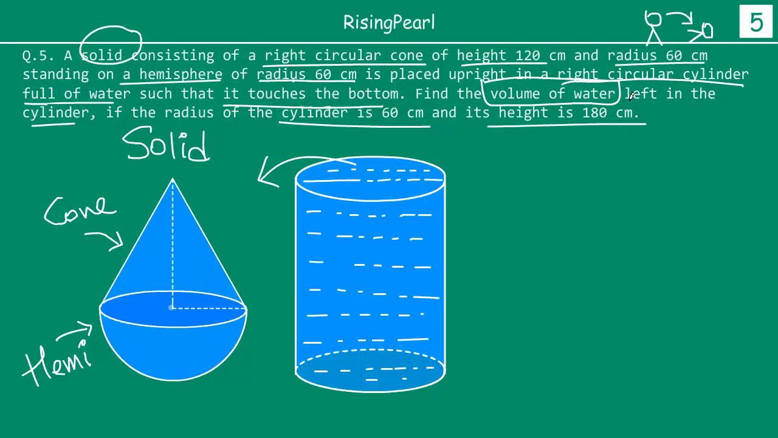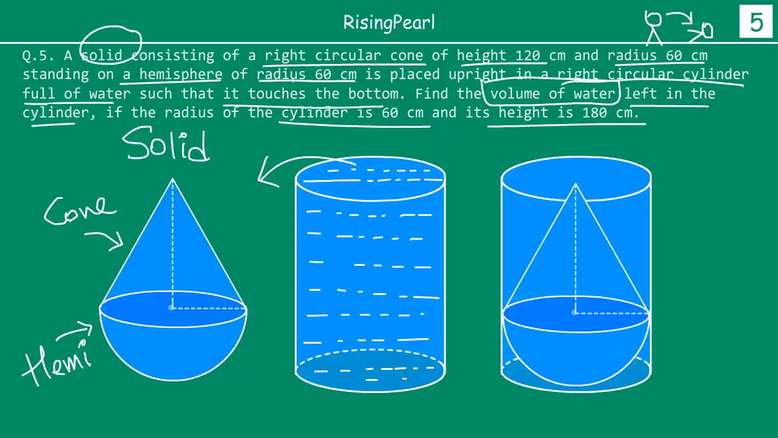Find the volume of water which is left in the cylinder. In other words, our final state should look something like this. Here is how it should look eventually. So this is all water inside the cylinder, part of the water will still be there, and the rest will be taken up by the solid.